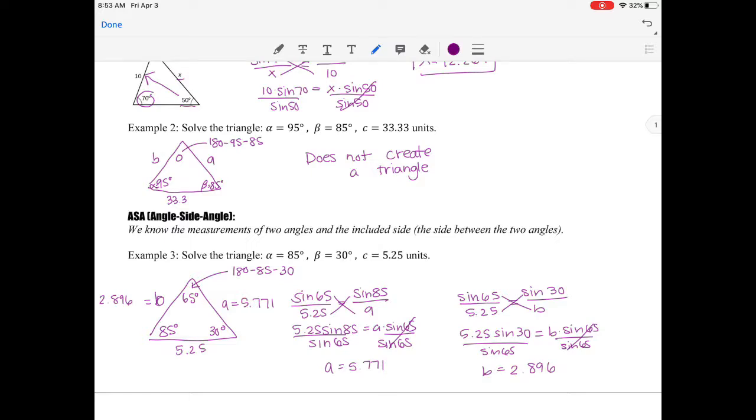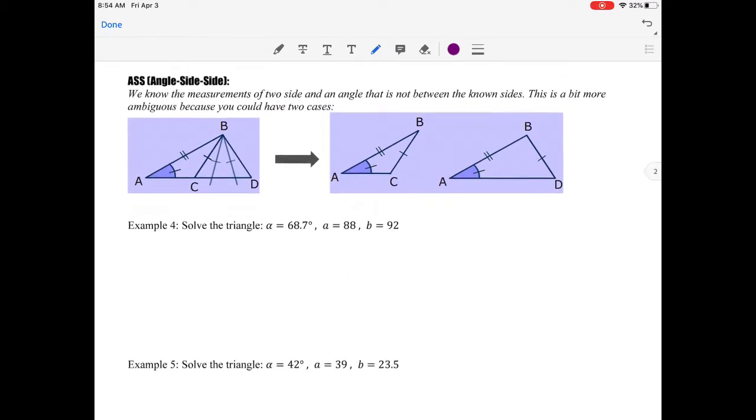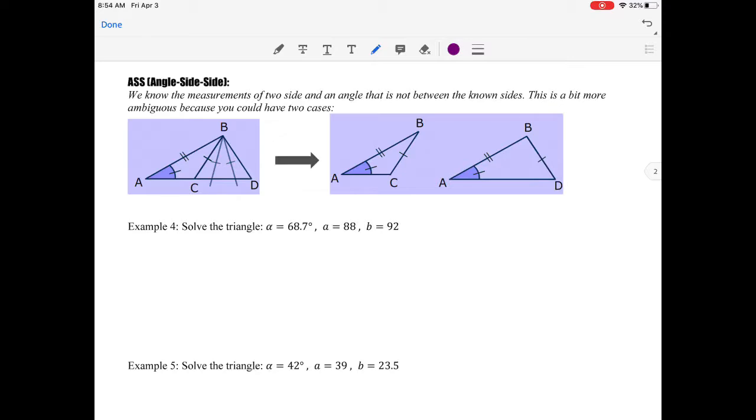We have all the missing sides and angles. Something to self-check your work: the largest angle, in this case 85, should be across from the largest side, which is 5.7. Or the smallest angle, which is 30, should be across from the smallest side, which is 2.896. So that does match up.